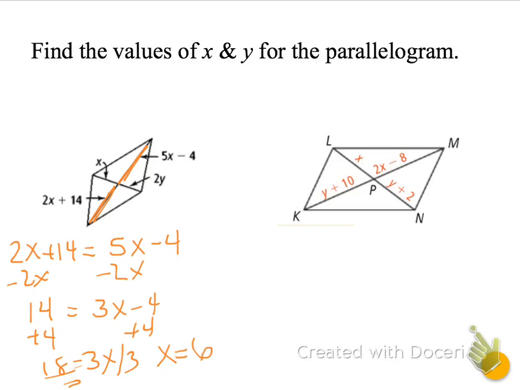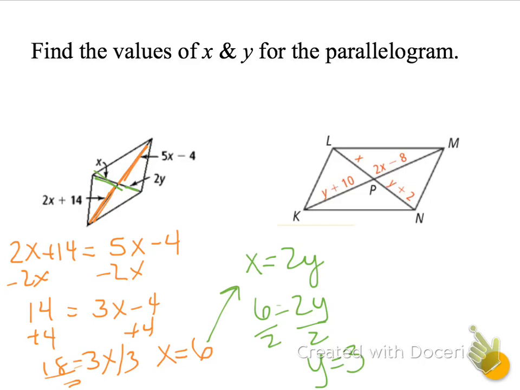Now we need to find y, so I need to set my other set equal to each other. So x and y, so I have x equals 2y. I found x, so let's go ahead and plop it in so we can figure out what y is. Divide by 2, so we have y representing 3. So that is x and y. That would make that a parallelogram. Now I'm going to erase it so we can do the other one.